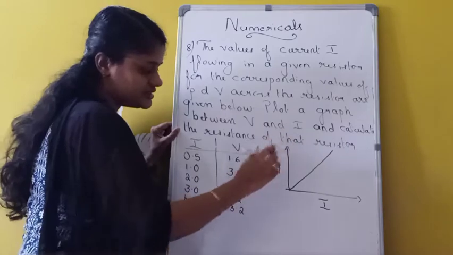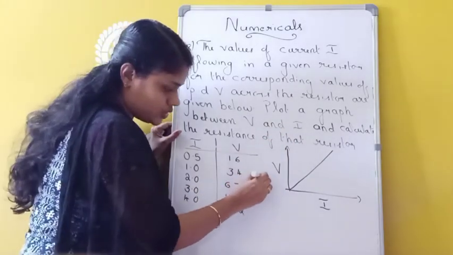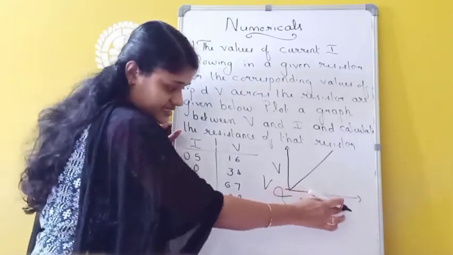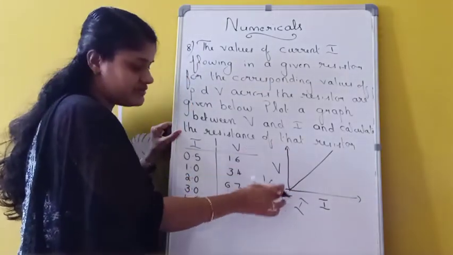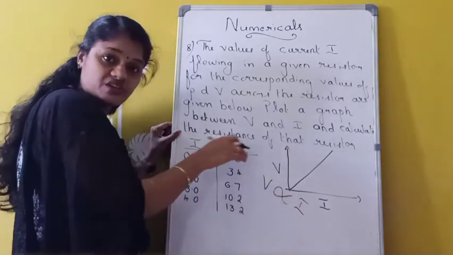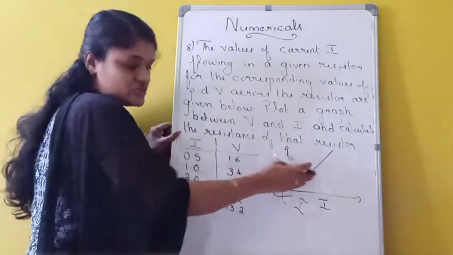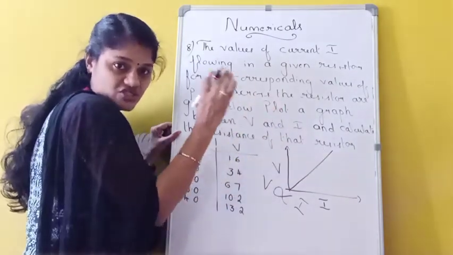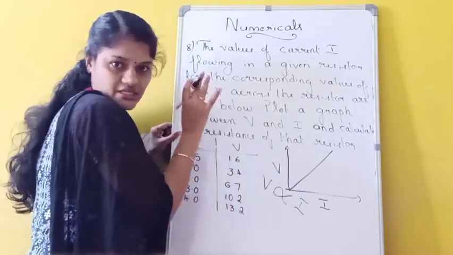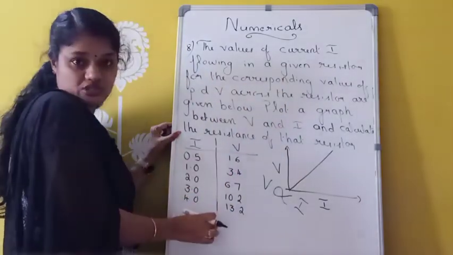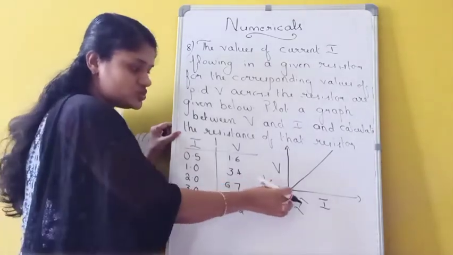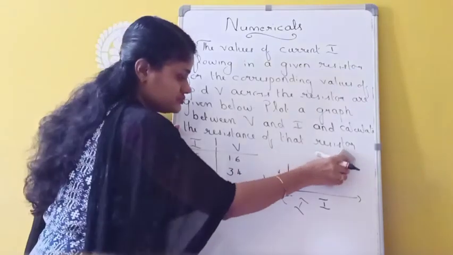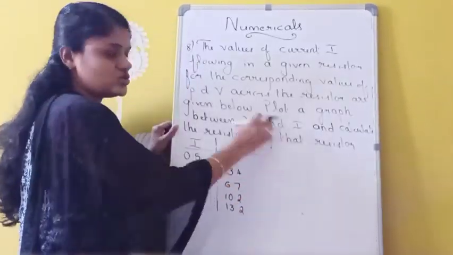The graph will always be a straight line. The reason is that according to Ohm's law, V is proportional to I. That means whenever current is increasing, potential difference also will increase. Whenever current is decreasing, potential difference also will decrease. So both are proportional, and the graph will always be a straight line graph. Suppose they are asking to just mention the shape, you can simply draw this diagram. But here they are giving the values, so you have to plot the values and draw the graph. Resistance also we have to find.